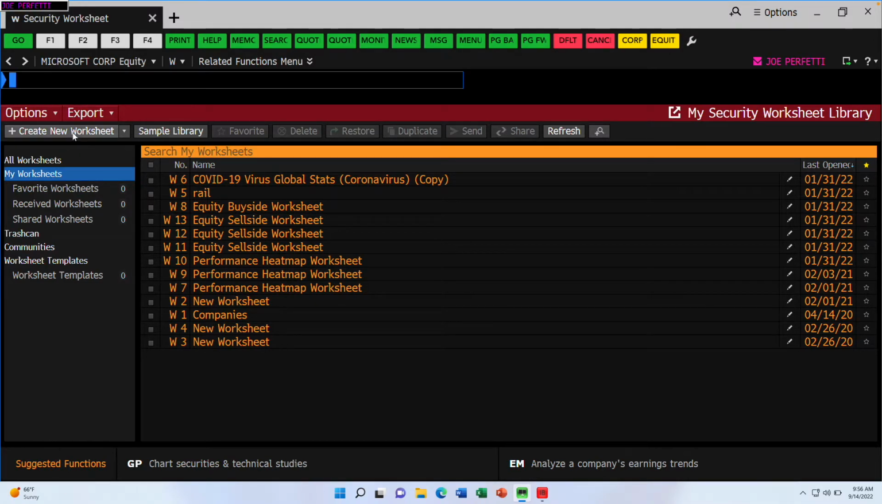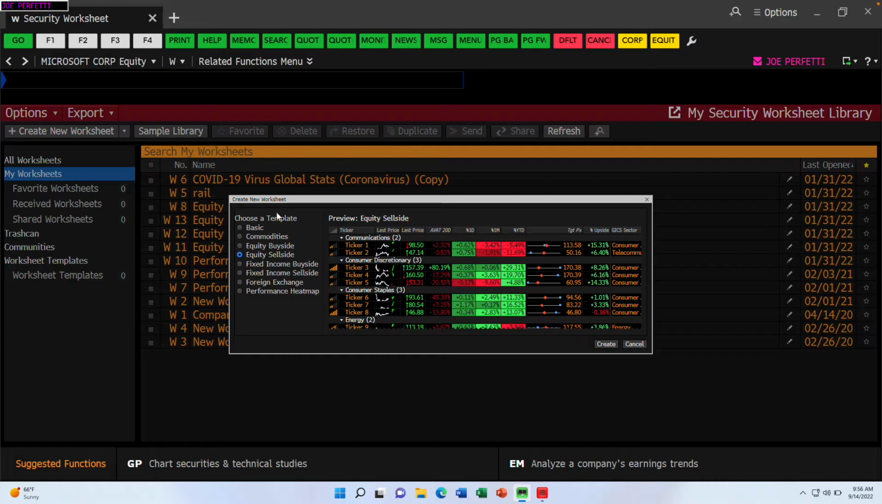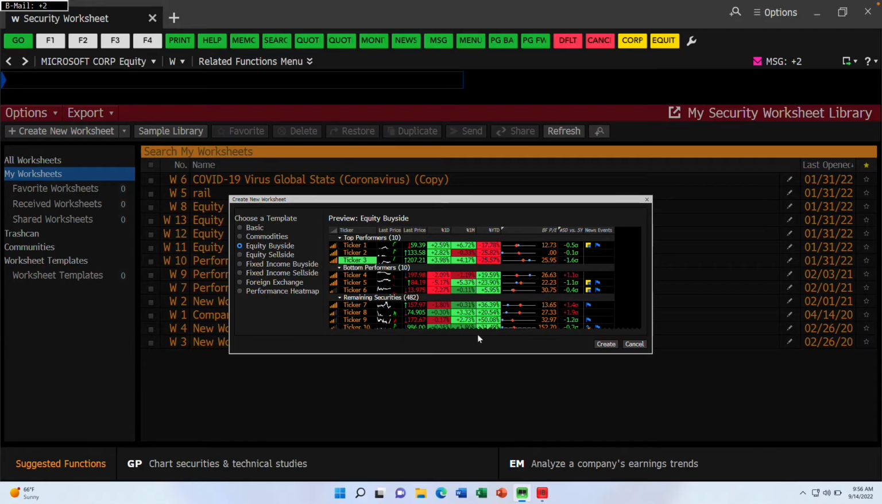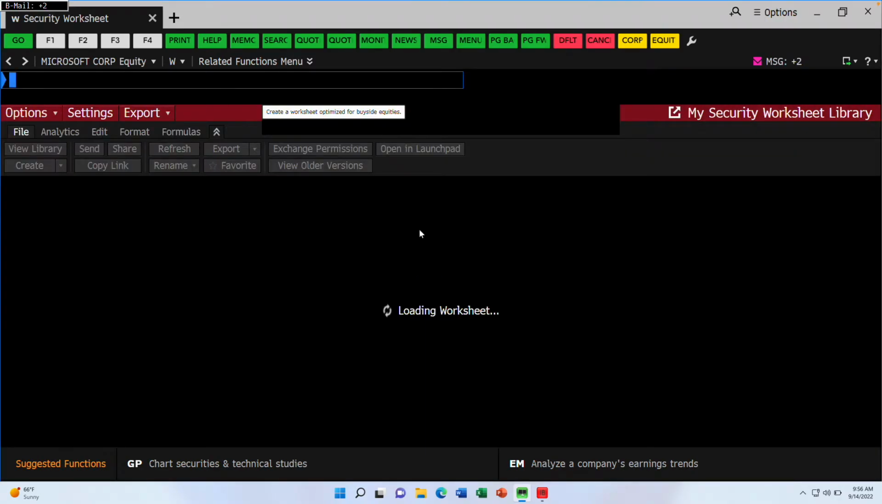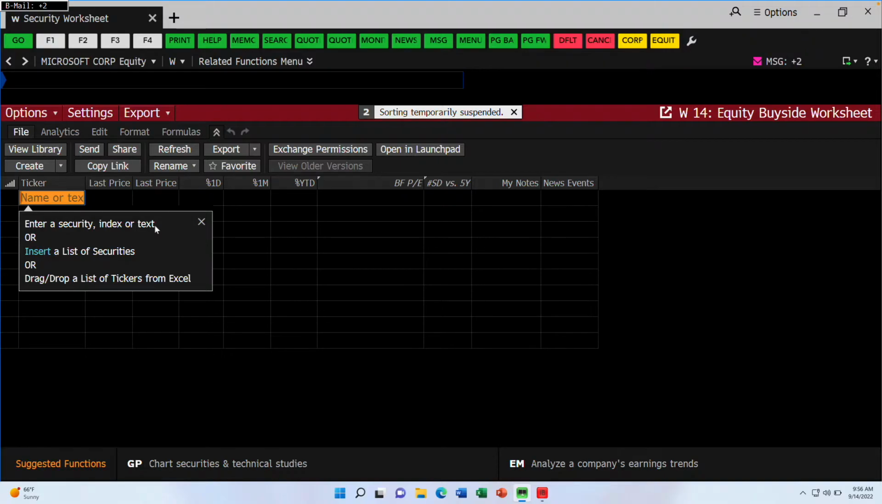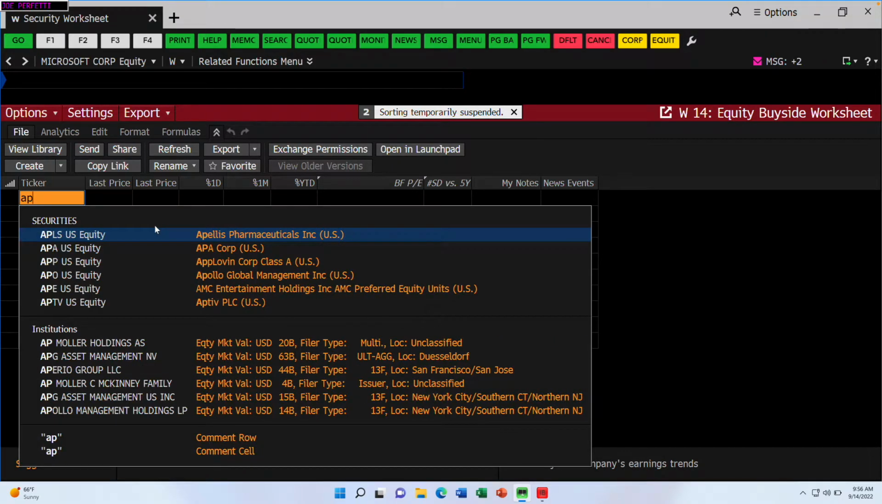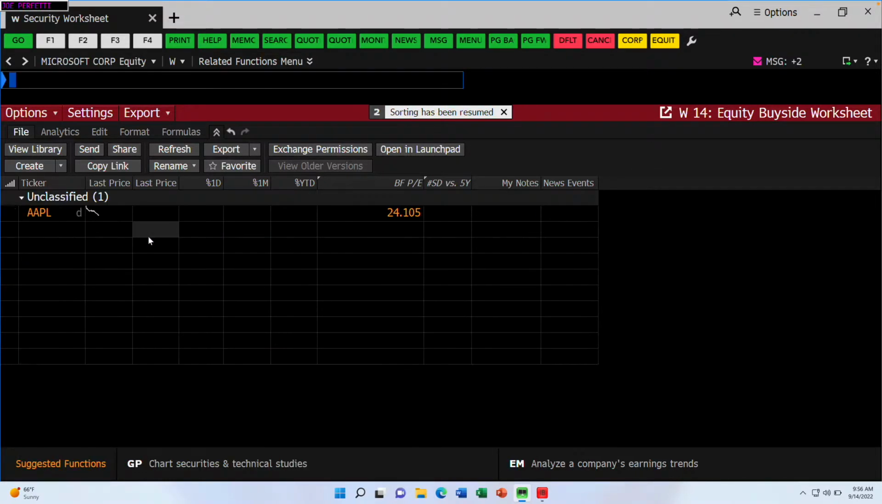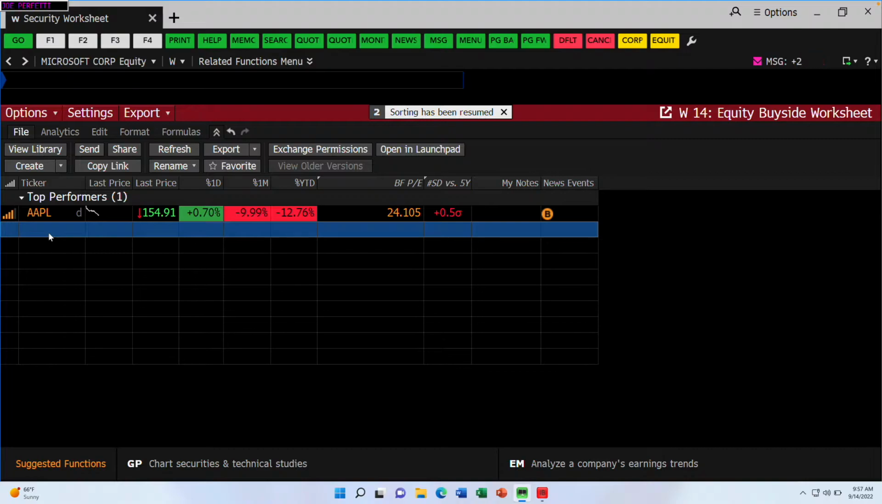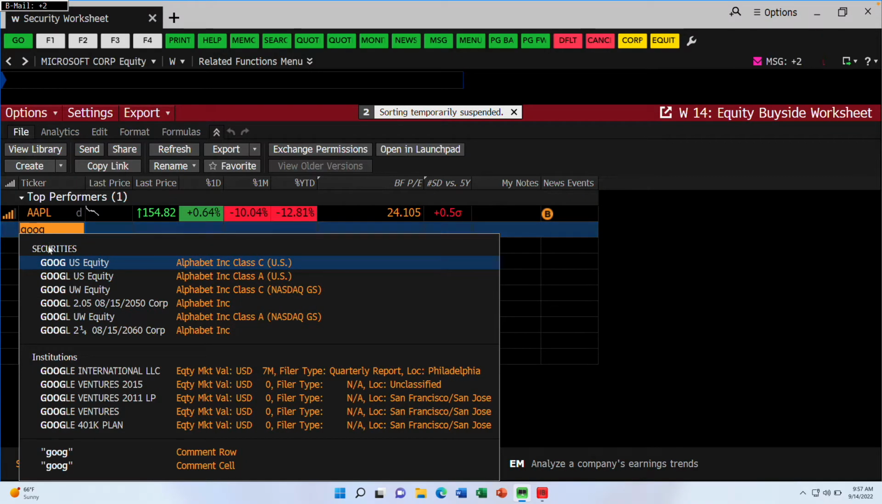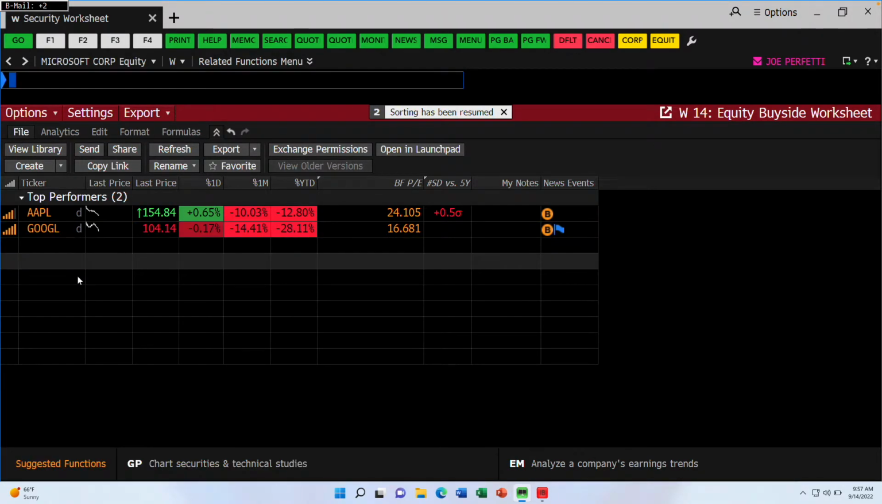You can create a new worksheet, choose a template, like let's say I'm going to do equity buy side, create, and then I can start putting in the companies that I bought in the trading challenge. Okay, so I bought earlier today, I just bought Apple, let's spell it right. I bought Apple, and then I bought, what did I buy in the first class? Google, Class A shares. So those were the 2 stocks I bought, my examples in the last class and this one, right?